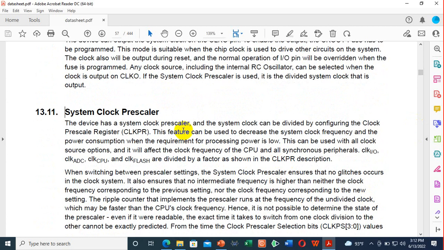The device has a system clock prescaler, and the system clock can be divided by configuring the clock prescaler register. Okay. This feature can be used to decrease the system clock frequency and the power consumption when the requirement for processing power is low. This can be used with all clock source output options, and it will affect the clock frequency of the CPU and all synchronous peripherals. Clock I/O, clock ADC, clock CPU, and clock flash are divided by a factor as shown in the clock prescaler description. Clock prescaler register description. Okay, look at over here.